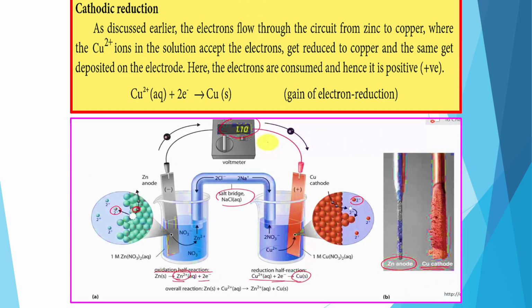Clear? Understand? So this is just a picture showing that after several times the zinc anode has given a very thin wire-like structure, because it is reacting and dissolving in the solution. And if you look at the copper cathode after some time, you will see that some more copper has been deposited on the copper cathode.